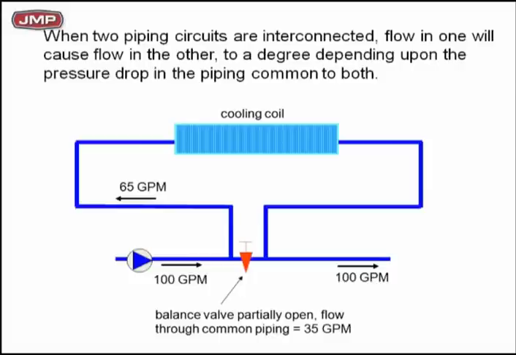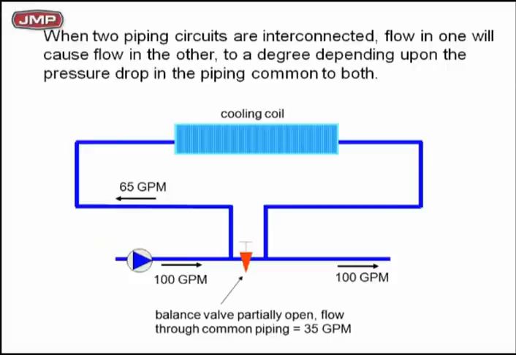So let's take a look. If I open it up a little bit and allow 35 GPM to go through the circuit setter in that common pipe between the two T's. Remember the good Lord's T-laws. I got two T's there. What goes in that first T has to come out. What goes in the second T has to come out. So if you keep that in mind, it's pretty simple.